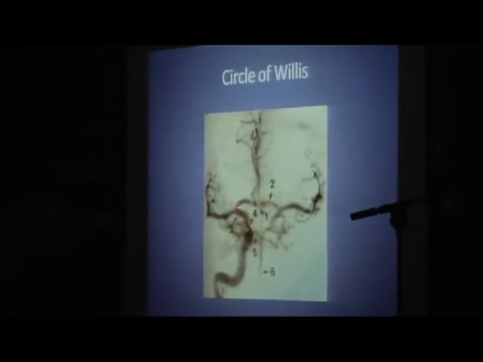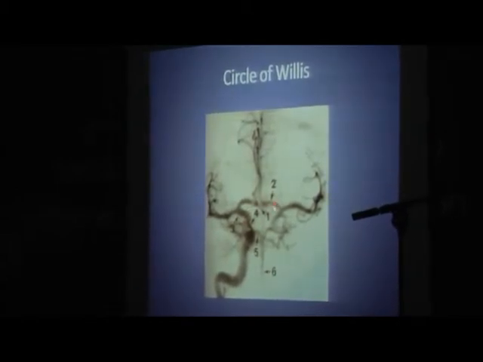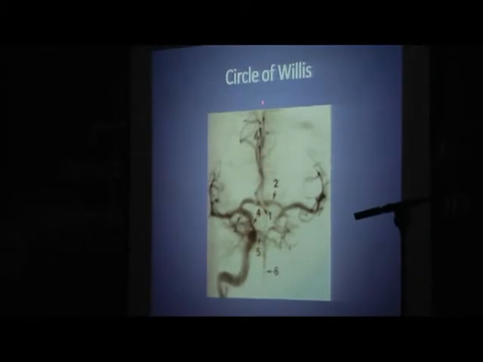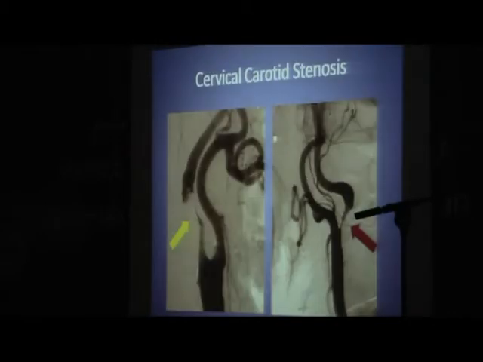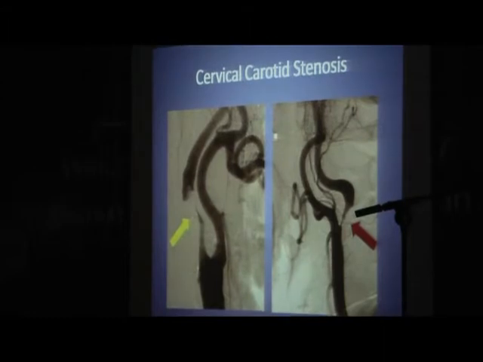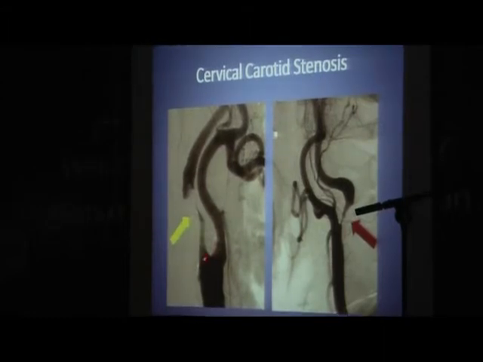Again, the middle cerebral artery here, the anterior cerebral artery. This is the A1 segment, and this is the anterior cerebral arteries. So you can see from the angiogram the pathology of the carotid arteries. Here you see severe stenosis at the origin of the carotid artery.